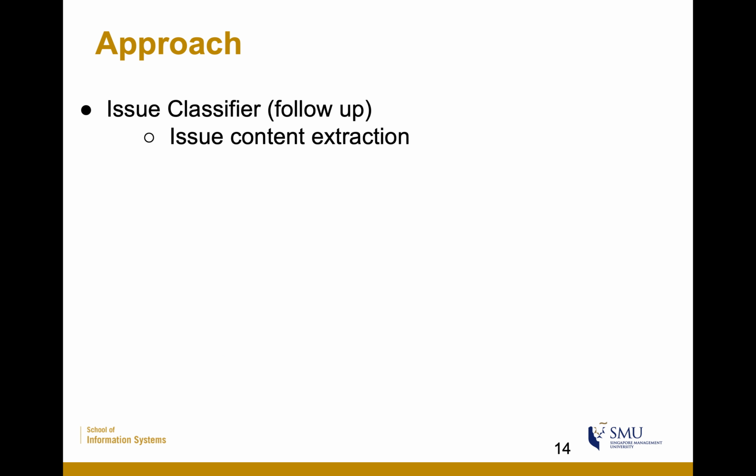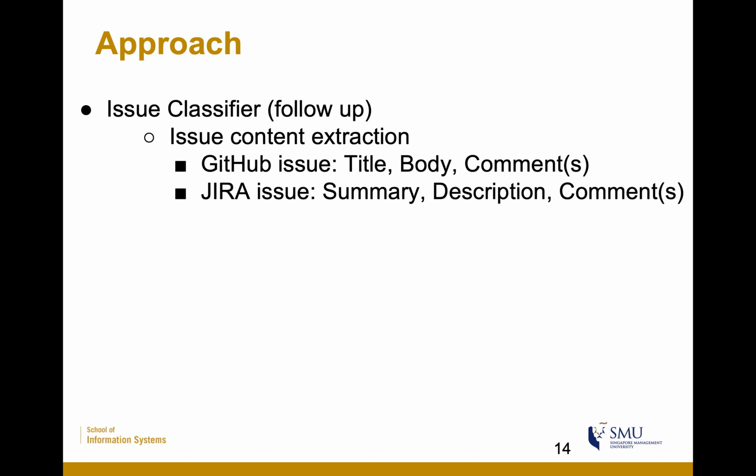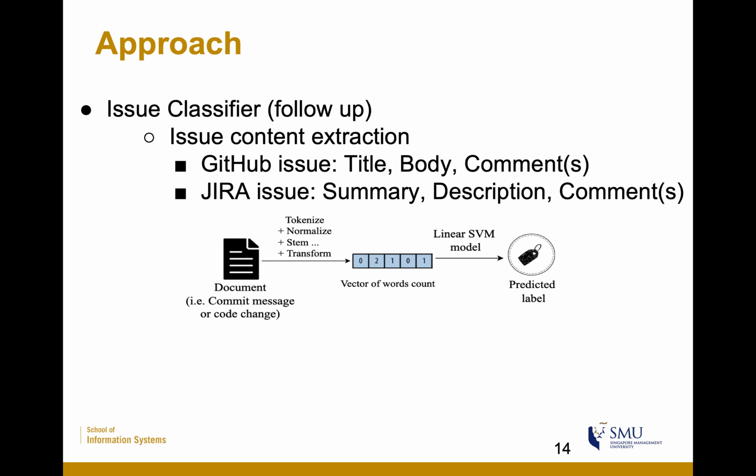Next, we retrieve the content for representing the issue. For an issue from GitHub, we obtain its title, body, and comments. For an issue from Jira, we use its summary, description, and comments. If a commit links to multiple issues, we concatenate all the extracted text as one single document. We apply the same pre-processing and training steps for the issue classifier as what we have done for the commit message classifier and code change classifier, which will produce a probability that the commit attached to the issues is a vulnerability fixing commit or not.